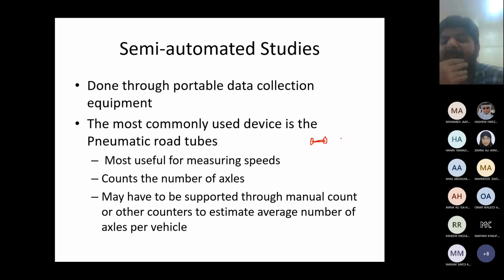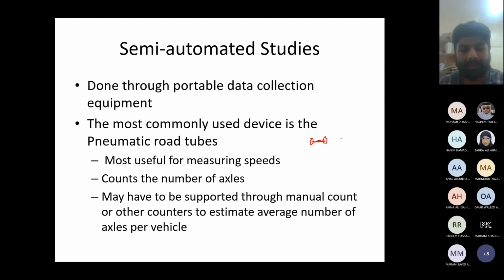But to measure the speed or to convert the number of axles into number of vehicles, because obviously we are counting vehicles, right? Our aim is to count number of vehicles. Flow, volume, everything is in terms of number of vehicles. So to convert the number of axles to number of vehicles, or to find out the speed using the axle data count, we need to do a short manual study. Now the keyword here is short manual study. Short is the keyword here.